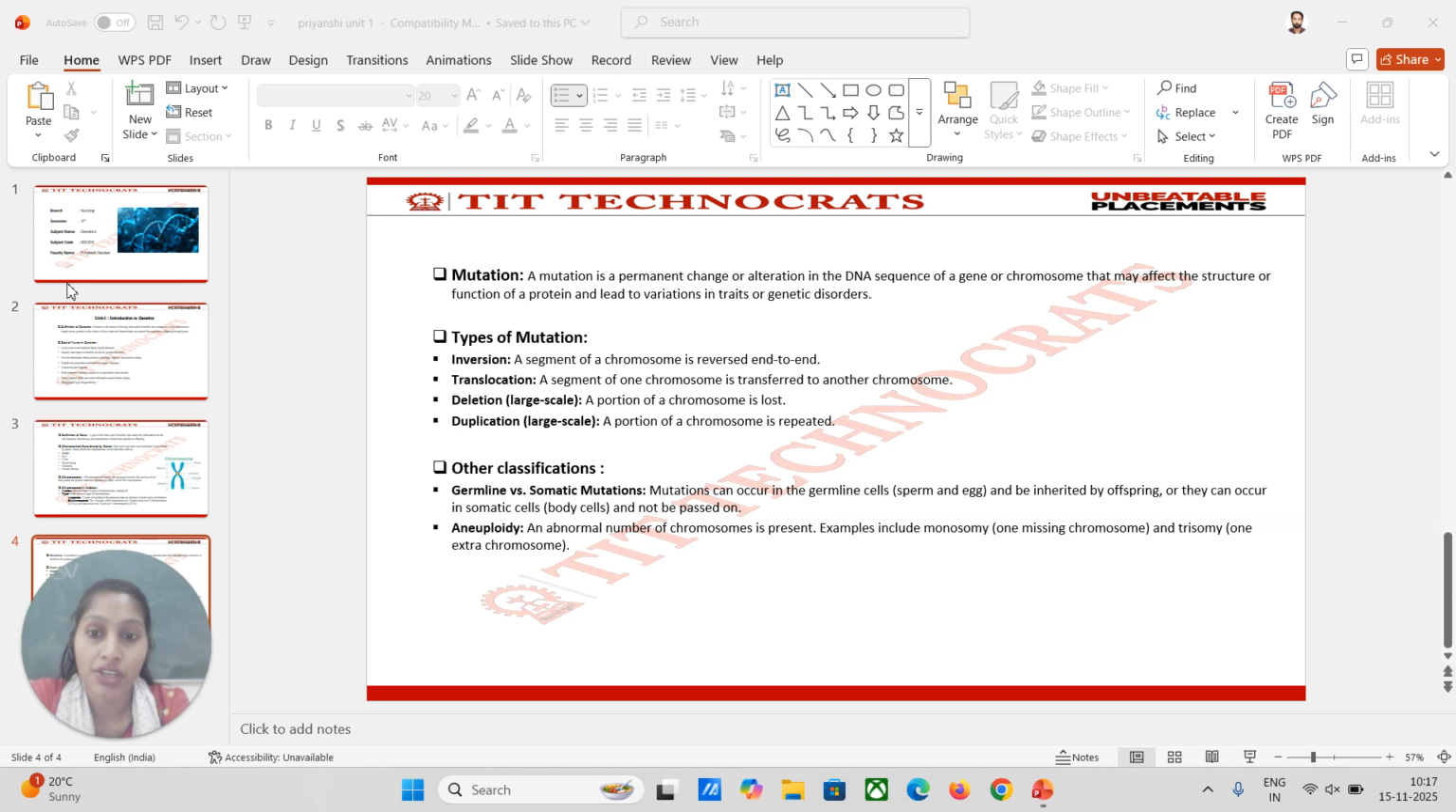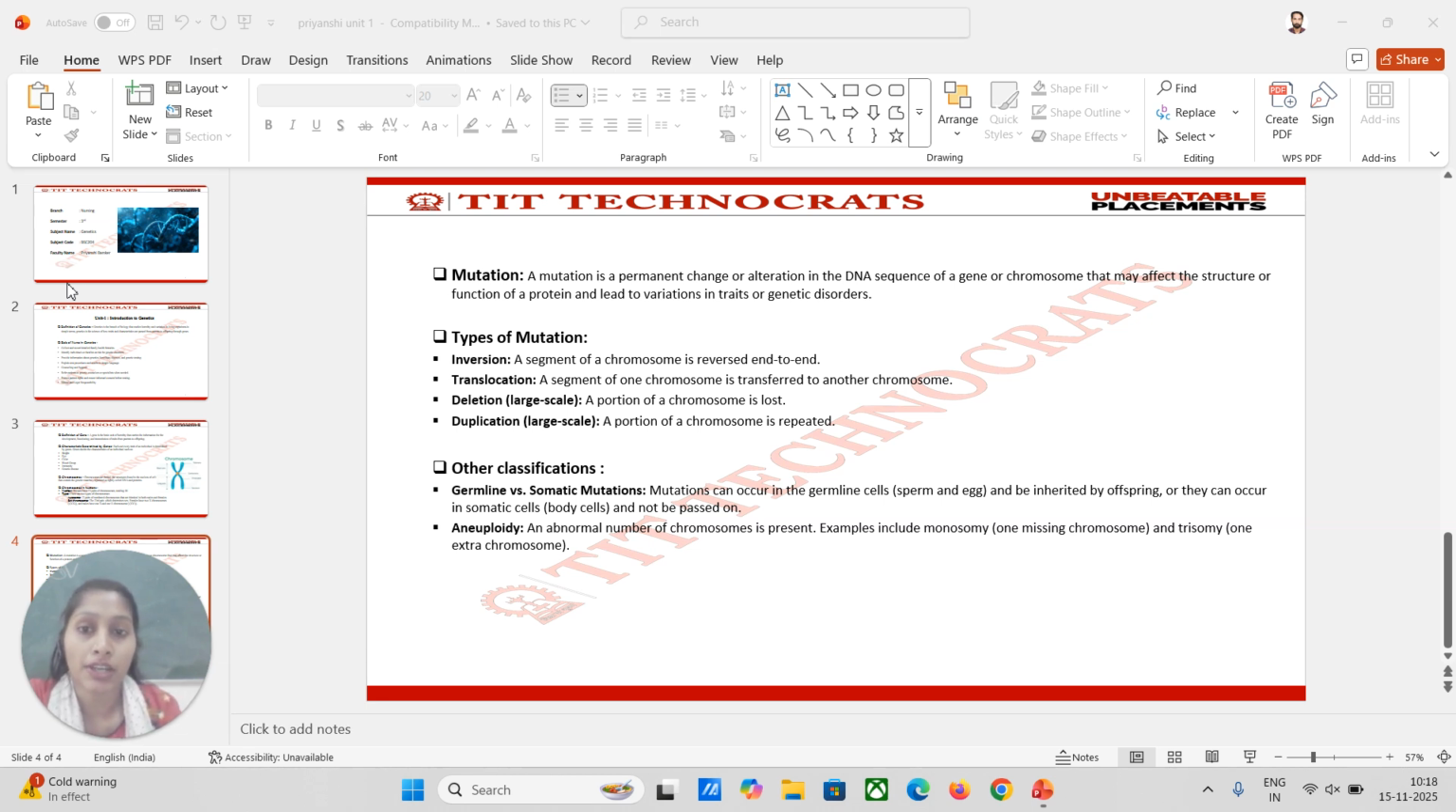Then other classifications. First, germline or somatic mutation. Mutations can occur in germline cells, meaning sperm and egg, and be inherited by offspring, or they can occur in somatic cells, meaning body cells, and not be passed on. Then aneuploidy, where an abnormal number of chromosomes is present. Examples include monosomy, one missing chromosome, and trisomy, one extra chromosome.